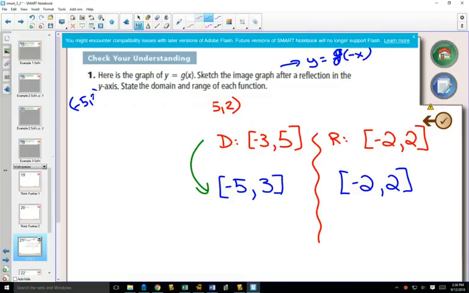Okay? Can you see that a reflection over the y-axis, all that's happening is x is getting multiplied by a negative 1. So negative 3 became 3. Your smallest value became your largest value. And 5 became negative 5. And so we can see how we could go from our domain if we weren't given the graph. Can you see that your range didn't change? Because what this means is only the x values are getting multiplied. Your y values are all staying the same.